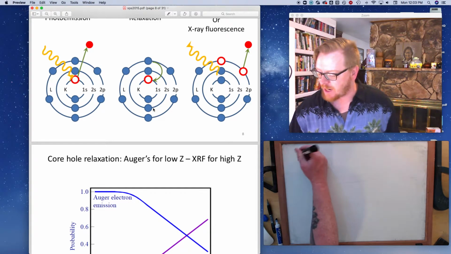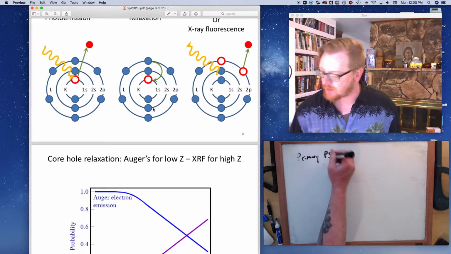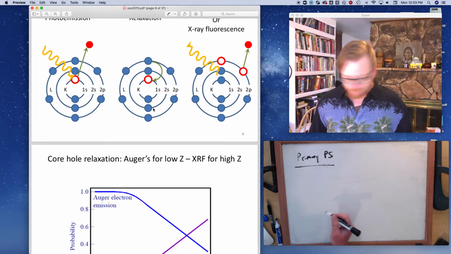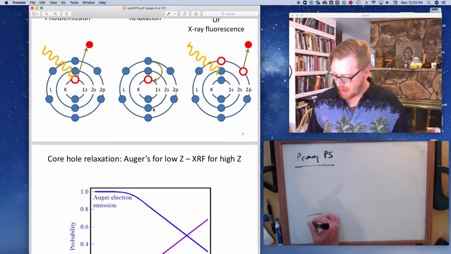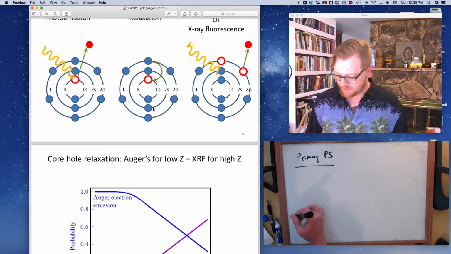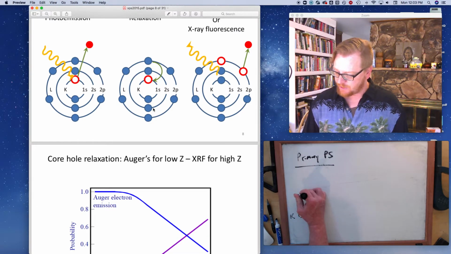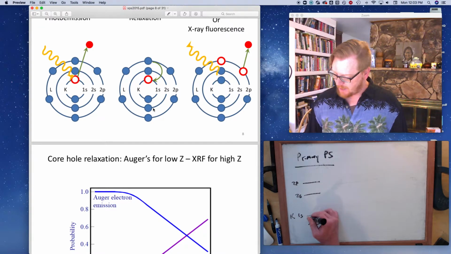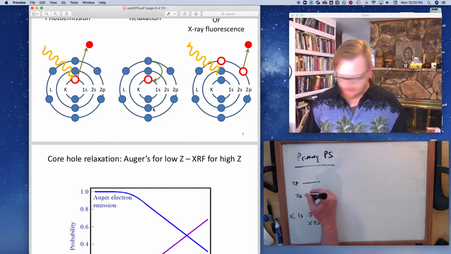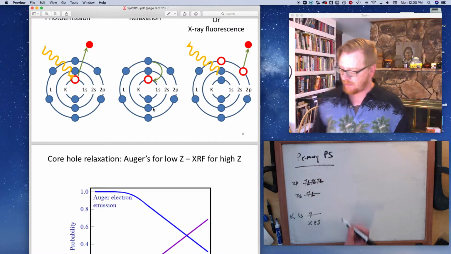So I first want to talk about primary photoelectron spectra, such as XPS. Suppose this was the potassium 1s level, and then here I have 2s, and here I have 2p, okay? I'm going to go ahead and populate this, and you'll see why in a minute. I didn't finish that 1s level.